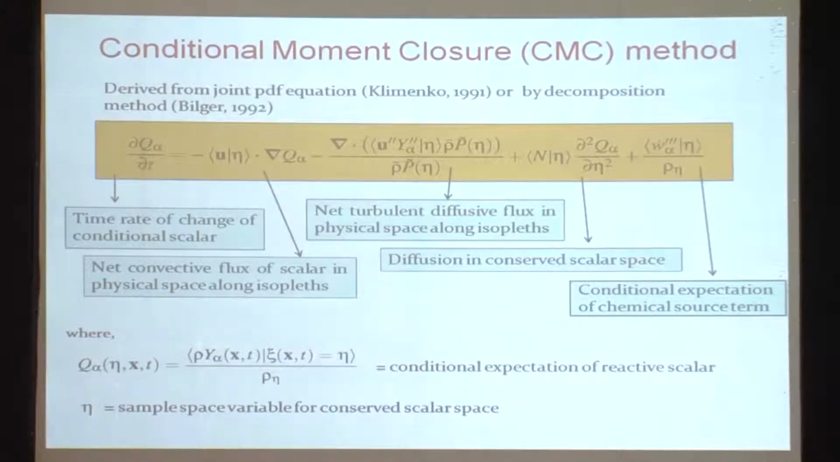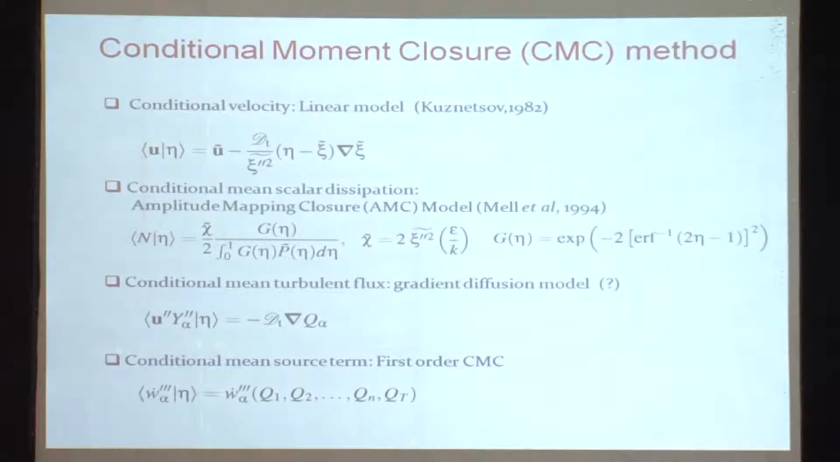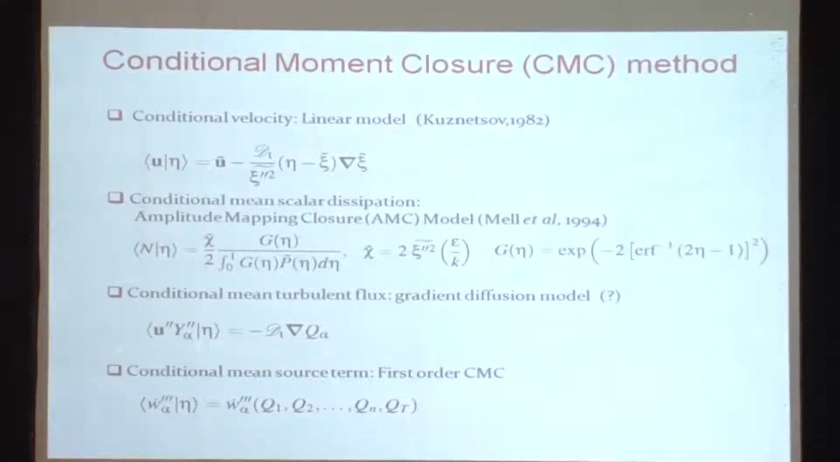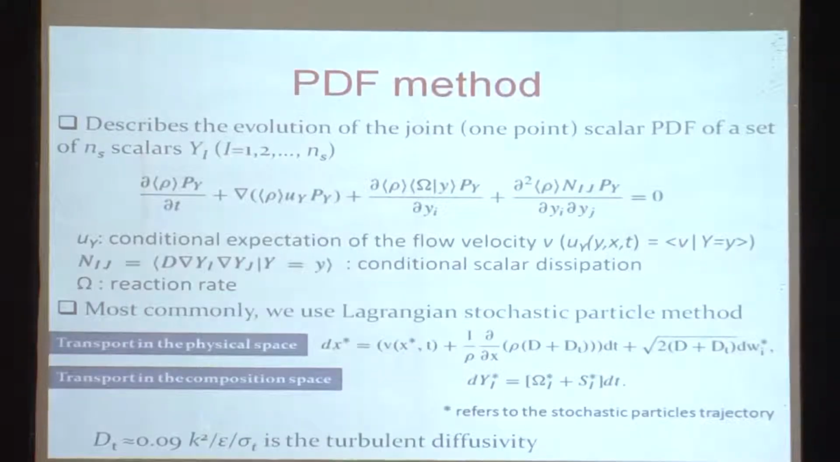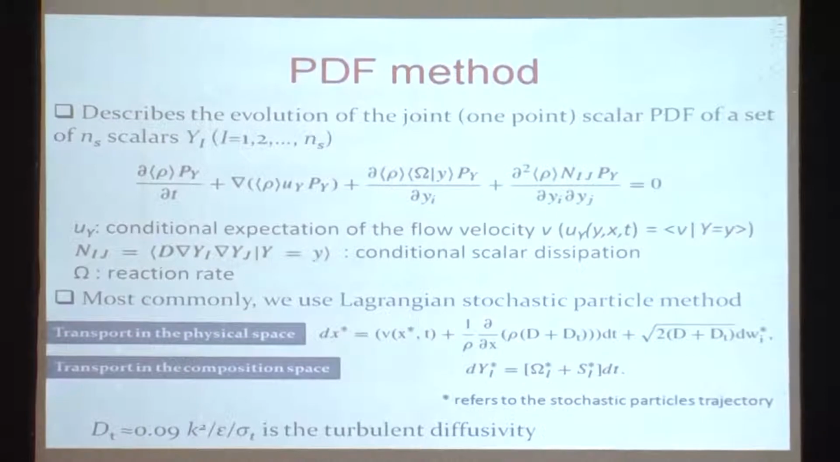So there are some empirical relations or studies with DNS or experimental data for that conditional scalar dissipation rate model. Here are some of the closures of the conditional moment closure method. I'm going to skip this. And on the other side, the PDF method, over the last 2-3 decades, has emerged as a great tool for the simulations of turbulent combustion.